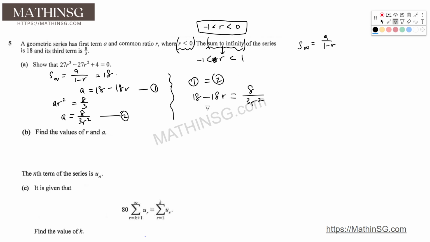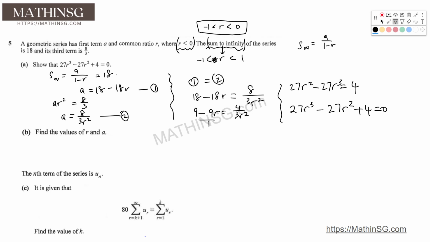I will expand, but before that, let's first divide everything by 2. So I have 9 minus 9R equals 4 over 3R squared. Then let's do a cross multiplication. So I have 27R squared minus 27R cubed equals 4. Then I need to make it into this form, so I bring everything on this side over to here. So I have 27R cubed minus 27R squared plus 4 equals 0. So I have shown it.